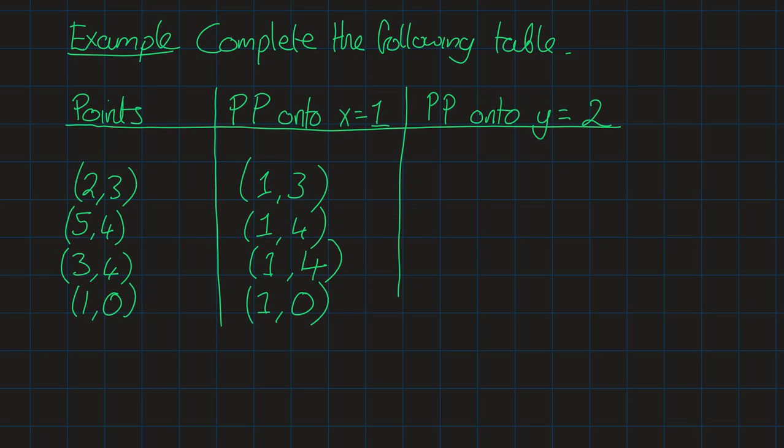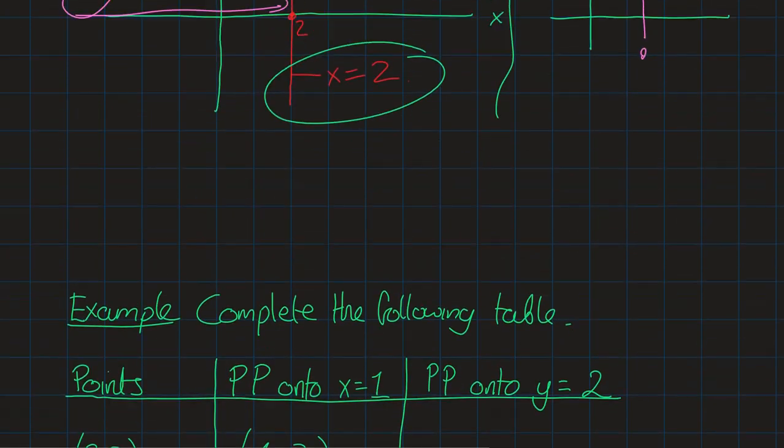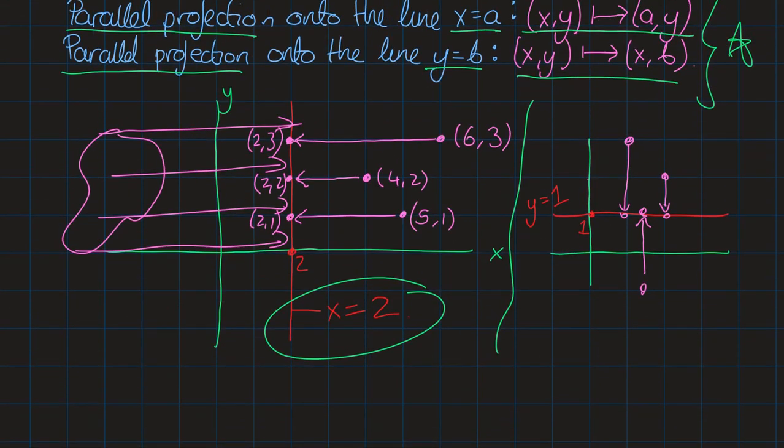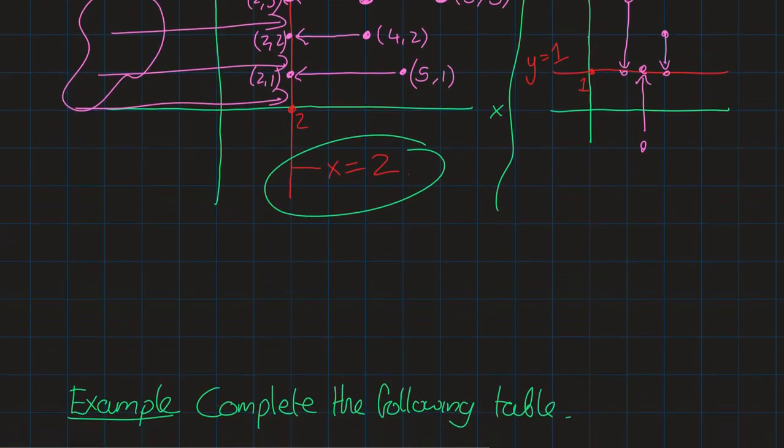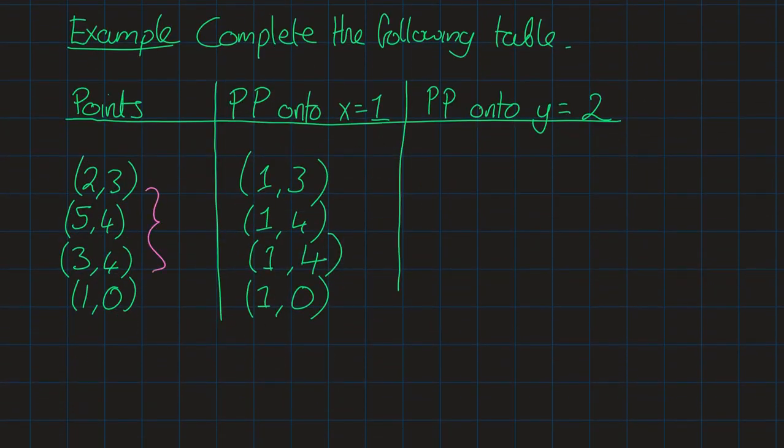And notice sometimes two different points actually end up going to the same point under parallel projection. And that's okay. If you think about our picture, what that would look like is, if I map this point and this point, they both end up going to the same place. So they both end up going down here. And that's what happened here. Both of these points ended up going to the same point.